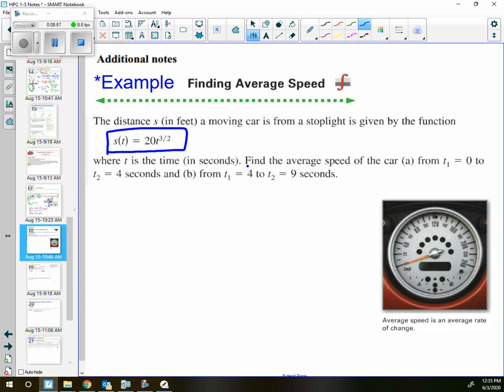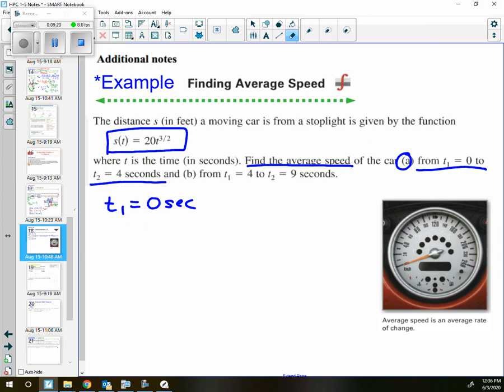So we want to find the average rate of speed of the car. Let's take a look at this first scenario: from time equals 0 to time equals 4 seconds. All right, so at time equals 0, that means you haven't started moving yet, like you're just sitting at the stoplight or the stop sign. And then after 4 seconds, what's going to be happening? So we're going to look from time 1, which is 0 seconds, up to time 2, which is 4 seconds. All right, so what's going to happen to our average rate of speed between those two locations?